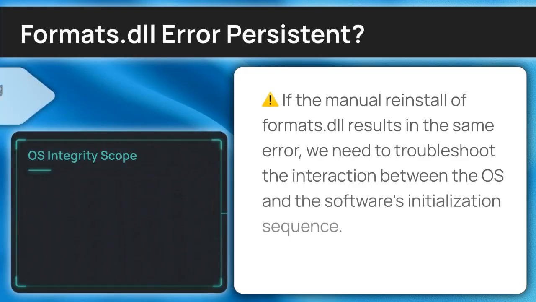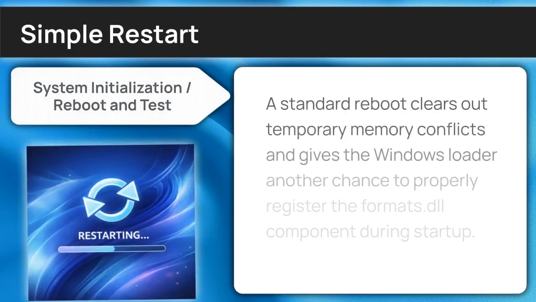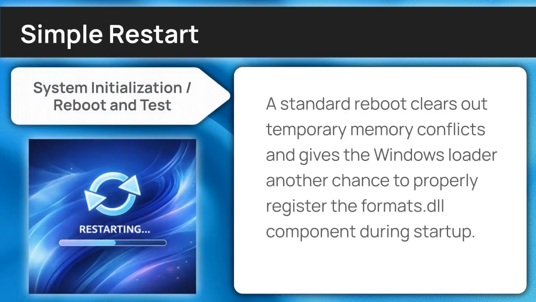Should the file remain missing after a reinstall, we need to ensure that the operating system is forced to re-index its shared library paths. A standard reboot clears out temporary memory conflicts and gives the Windows loader another chance to properly register the Formats module component during startup.